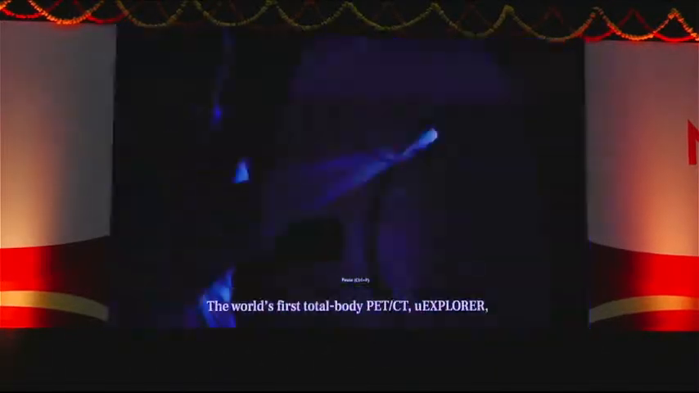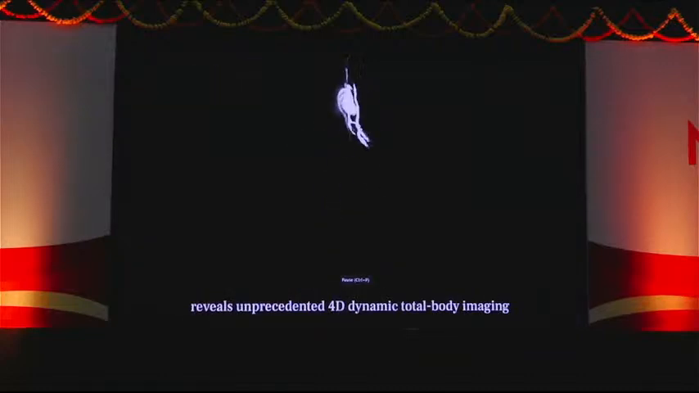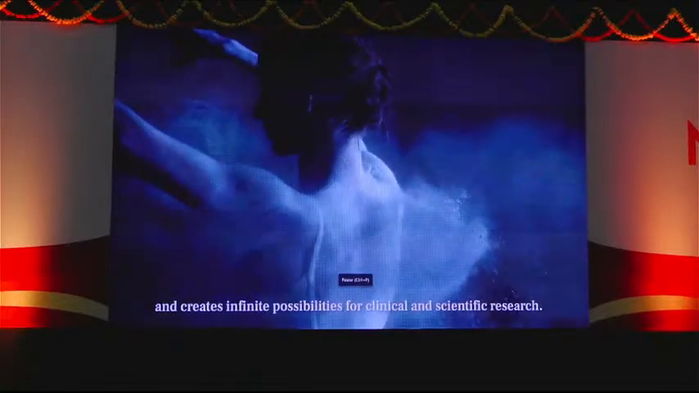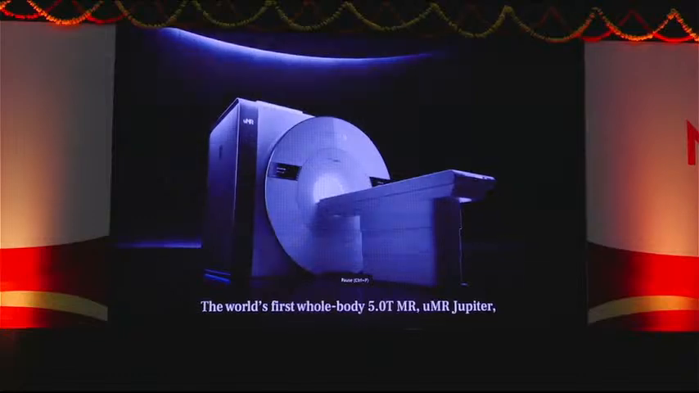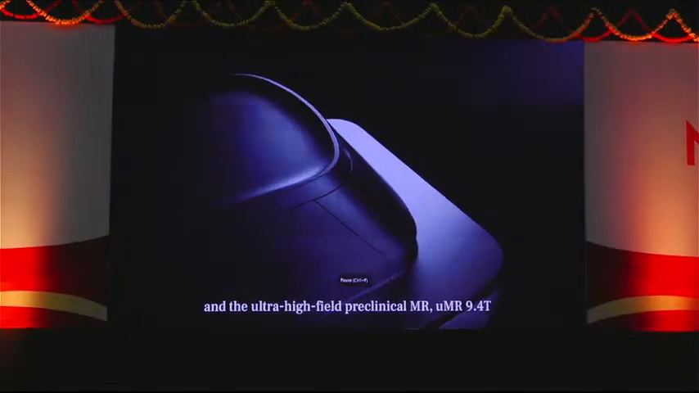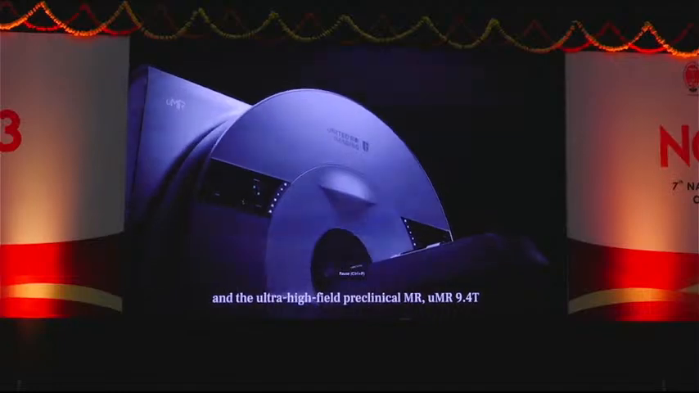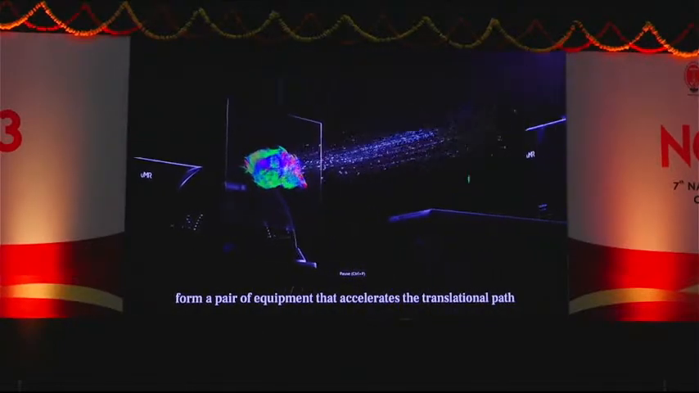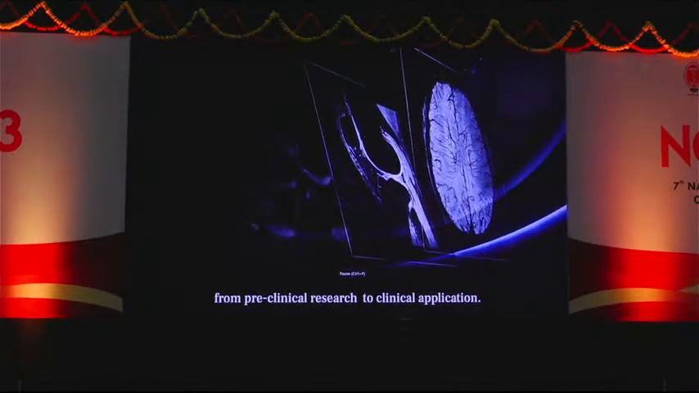The world's first total body PET CT Explorer reveals unprecedented 4D dynamic total body imaging and creates infinite possibilities for clinical and scientific research. The world's first whole body 5 Tesla MR, UMR Jupiter, and the ultra-high field preclinical MR, UMR 9.4 Tesla, form a pair of equipment that accelerates the translational path from preclinical research to clinical application.